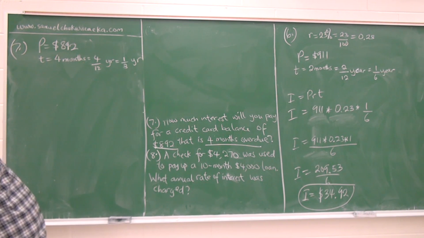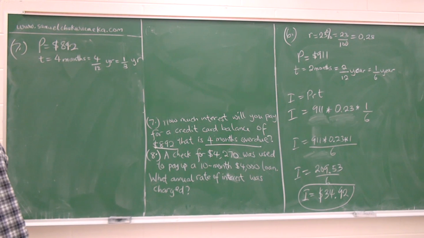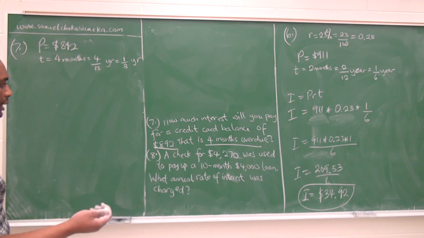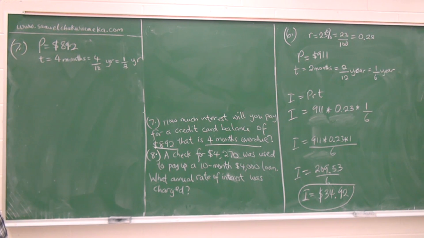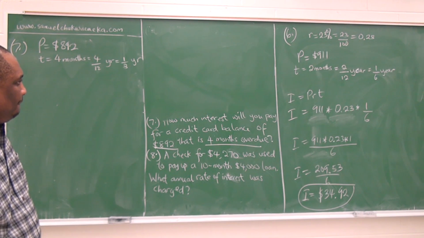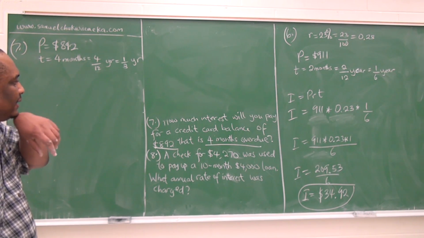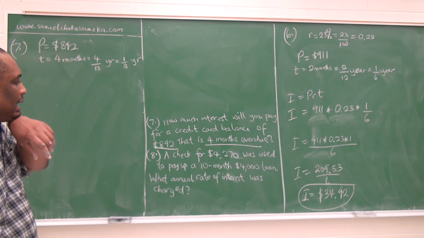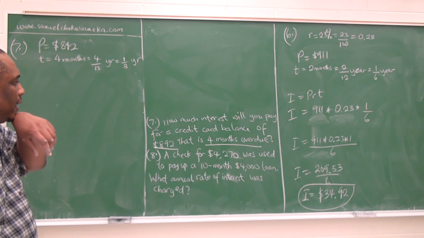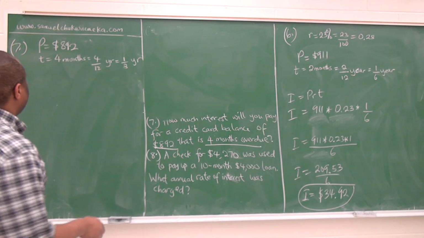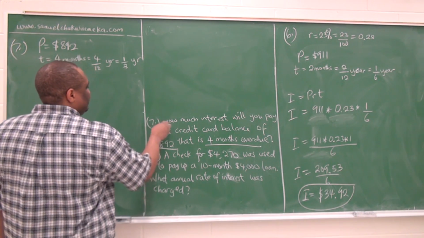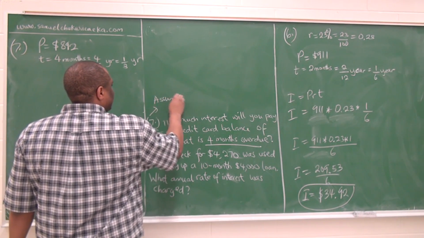Okay, so what will it be now? How much interest will you pay for a credit card balance of this that is 4 months overdue? Okay, so now I think something is probably missing here, which is the interest rate. In this question, the interest rate is missing. So why don't we assume, for question 7, that the interest rate is 5%.